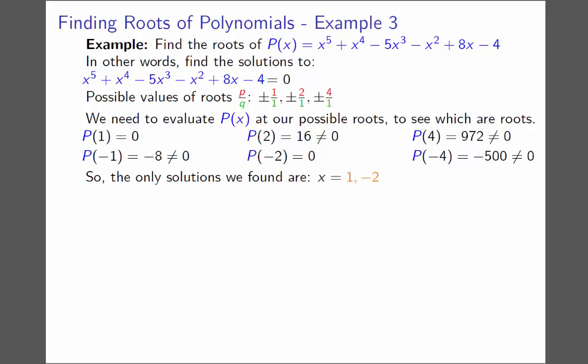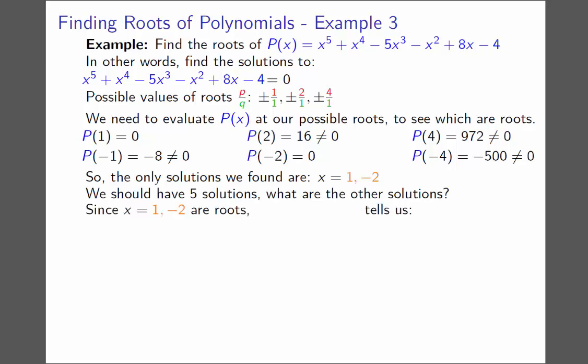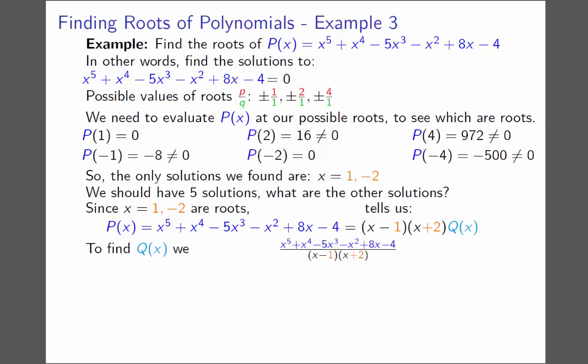But since this is a degree 5 polynomial, we should have 5 solutions. What are the other solutions? Well, since x equals 1 and negative 2 are roots, the factoring theorem tells us that we can rewrite our polynomial as x minus 1 times x plus 2 times some other polynomial q of x. And to find q of x, we need to compute p of x divided by x minus 1 times x plus 2. If you'd like to see the steps of this done out, click the purple link now.